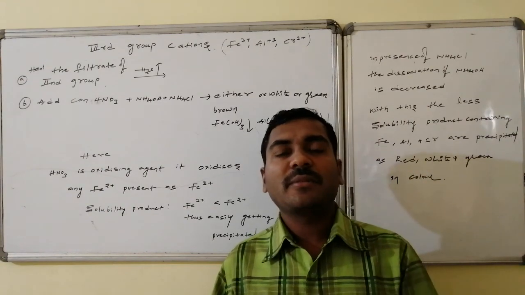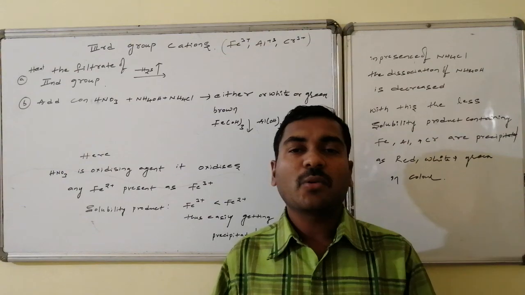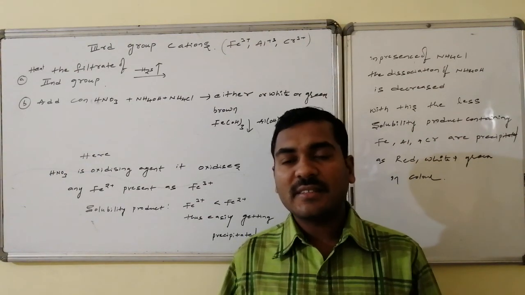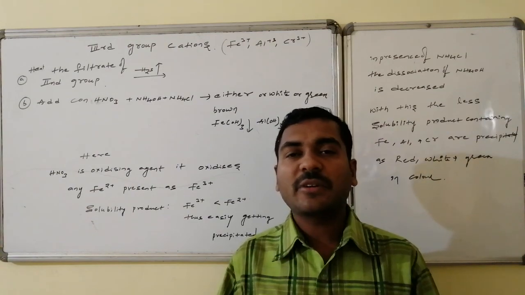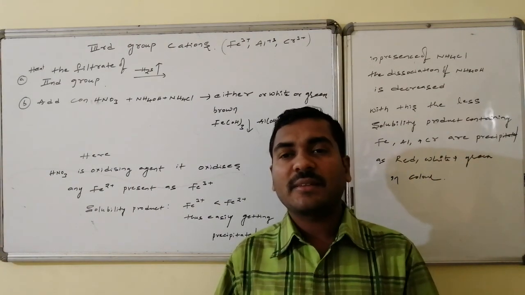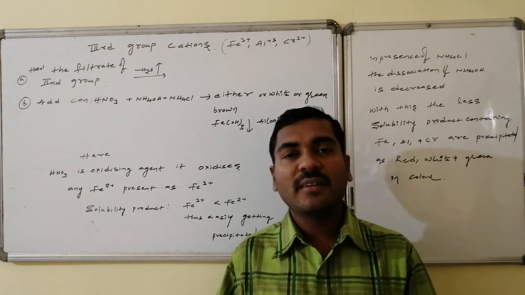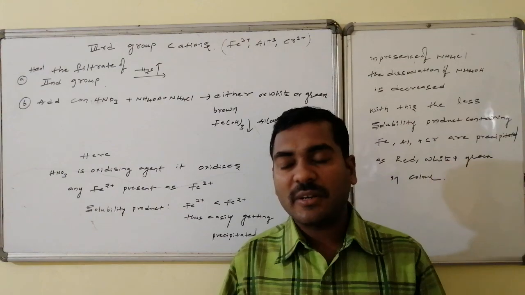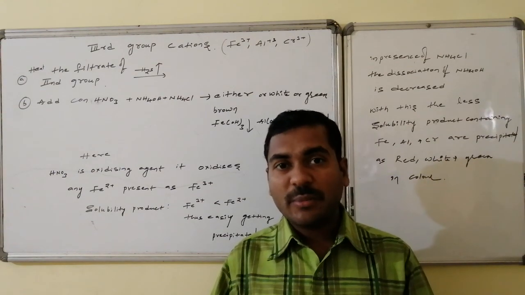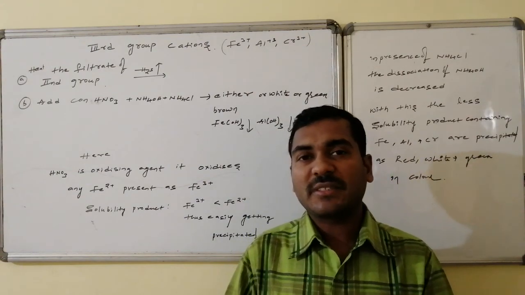Similarly, aluminium forms aluminium hydroxide, which is a gelatinous white precipitate. Chromium forms chromium hydroxide, once again green in color. Thus, the colors of precipitates formed by the third group cations are: Fe3+ in the form of Fe(OH)3 as red, otherwise red brown color; aluminium in the form of aluminium hydroxide as gelatinous white precipitate; and chromium in the form of chromium hydroxide as green precipitate.